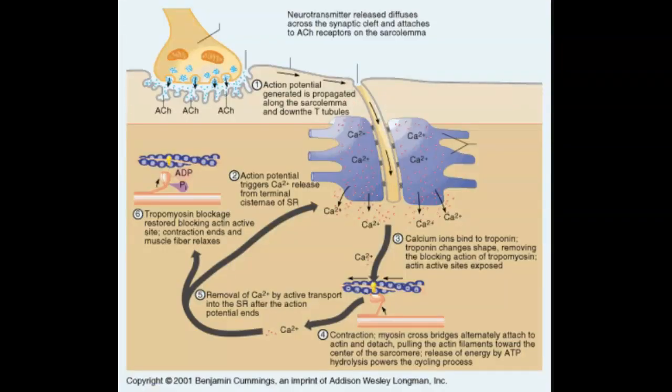And then for step 4, calcium is released from the sarcoplasmic reticulum. Calcium is stored in the sarcoplasmic reticulum. Depolarization releases the calcium, and then the calcium clears the actin binding sites.